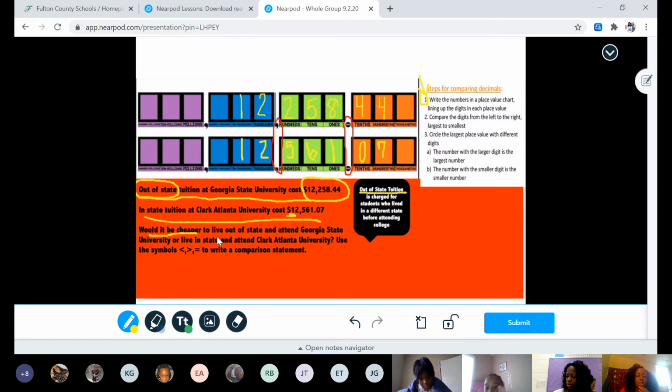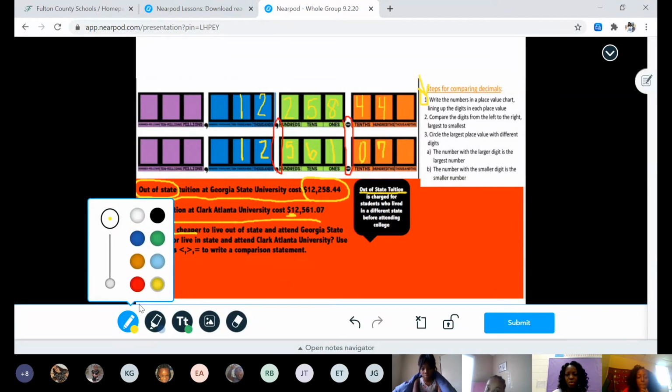Now our question asks, would it be cheaper to live out of the state of Georgia and attend Georgia State University, or live in state and attend Clark Atlanta University? So we want to get a comparison statement. Ms. Reese, we ready to move on to step 2, and we're going to start comparing.